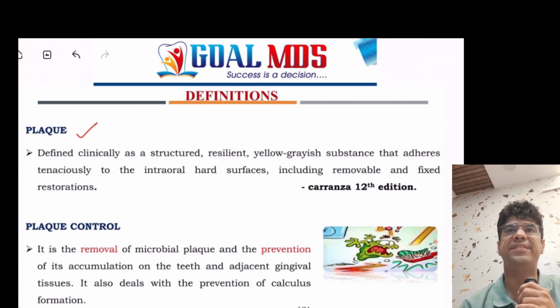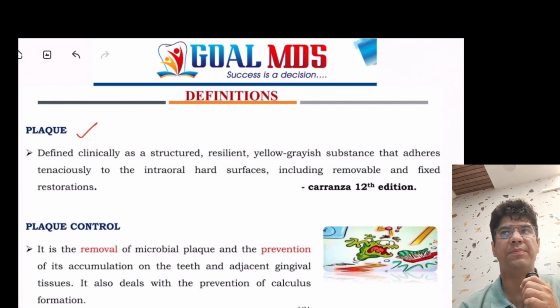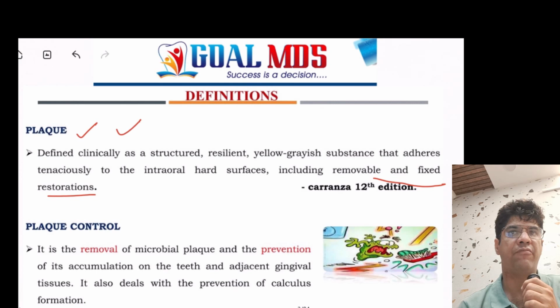So what is plaque? First of all, all of you should know the definition of plaque. It is a structured, resilient, yellow-grayish substance that adheres to the intraoral hard surfaces, including removable and fixed restorations. So that is the definition of plaque.